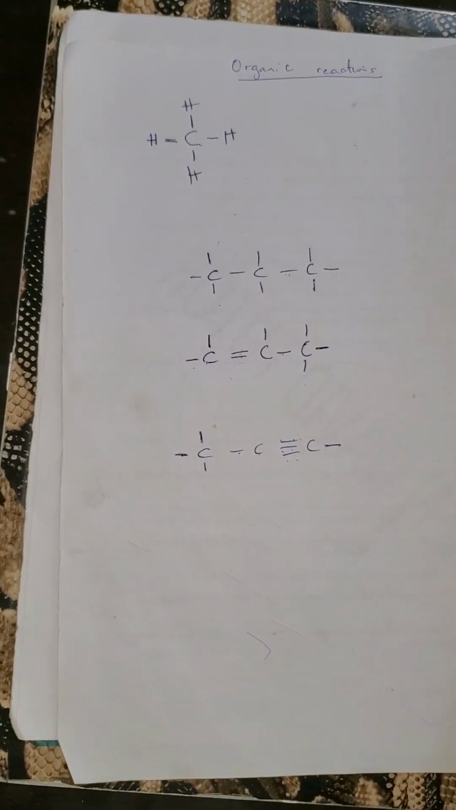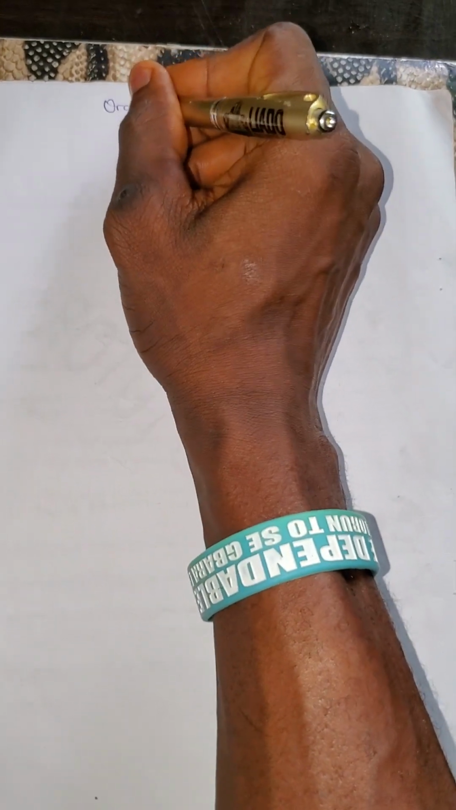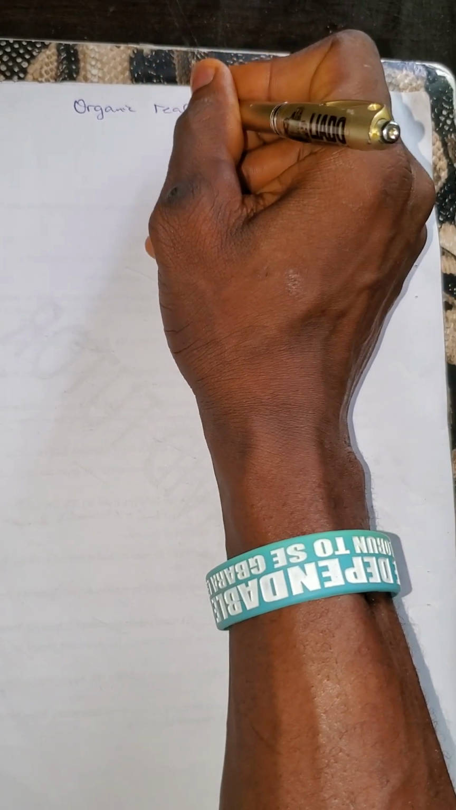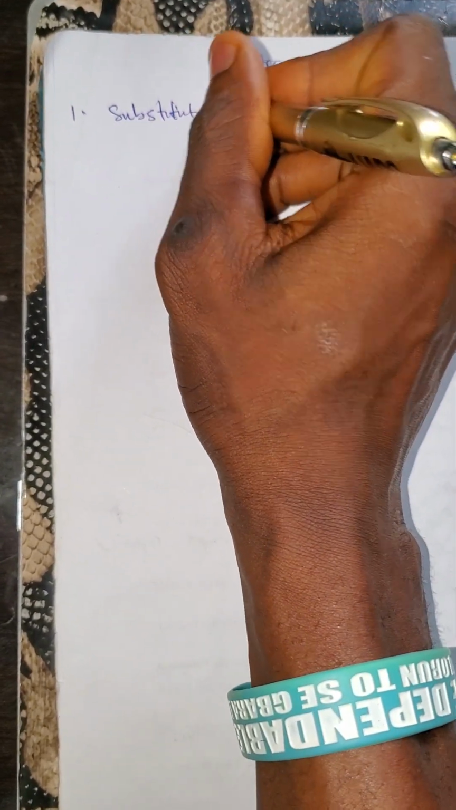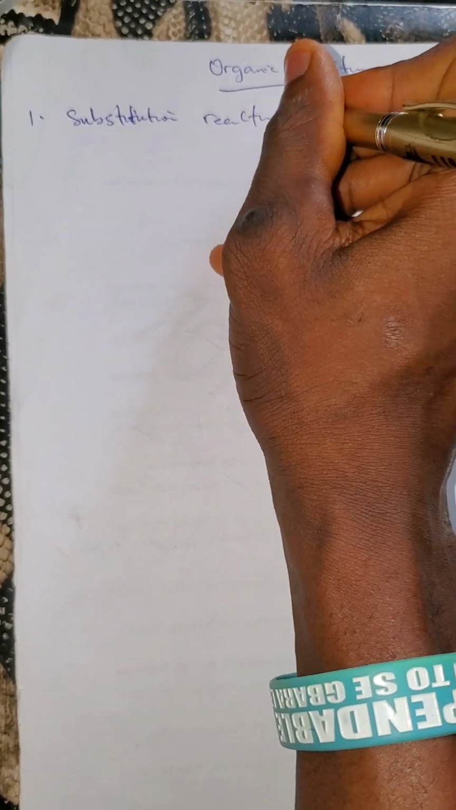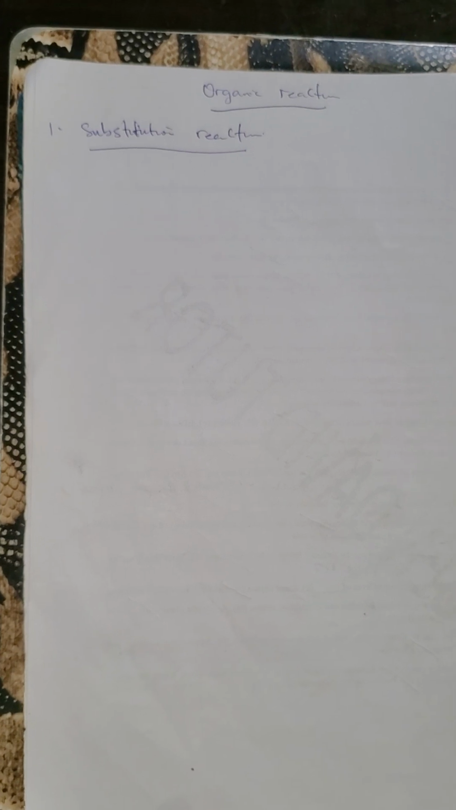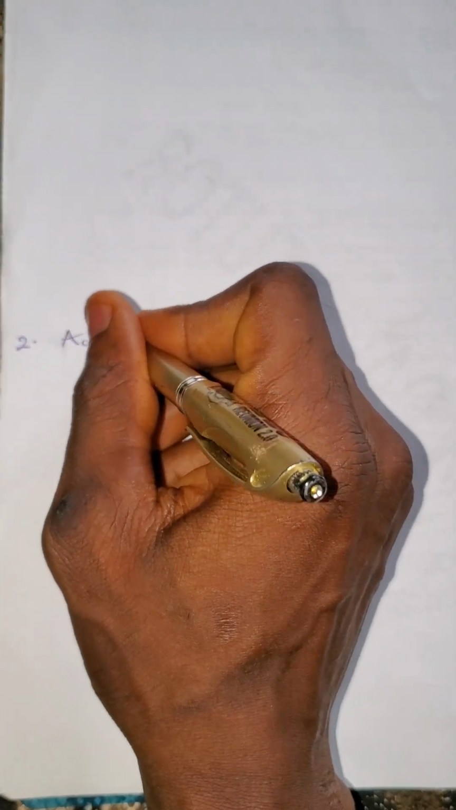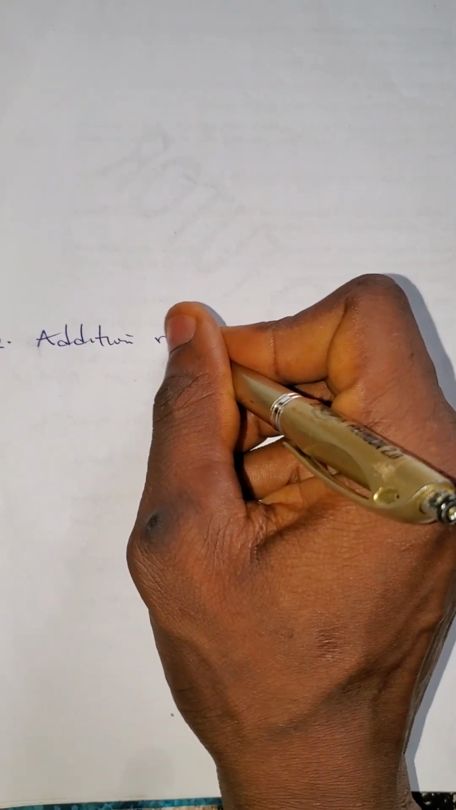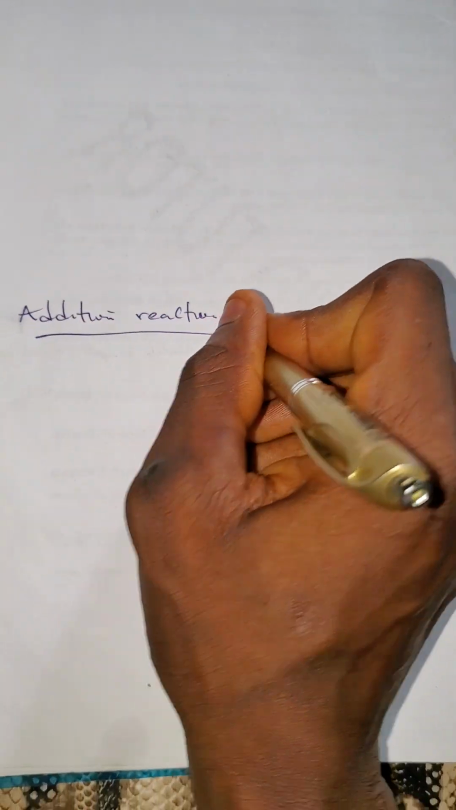Now let us proceed to the organic reactions. For the organic reactions, the first thing I will be looking at is number 1, the substitution reaction. Now what is a substitution reaction? As I look at the substitution reaction, I'll also be looking at number 2, the addition reaction. I'll be checking the two at the same time.